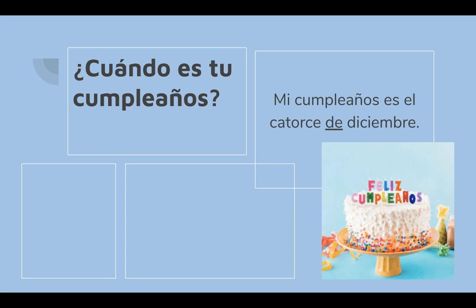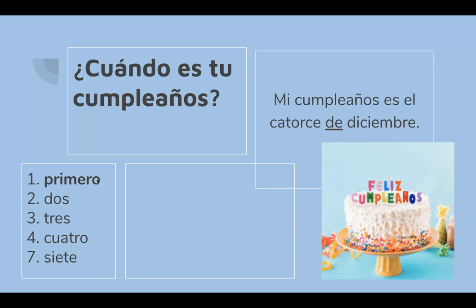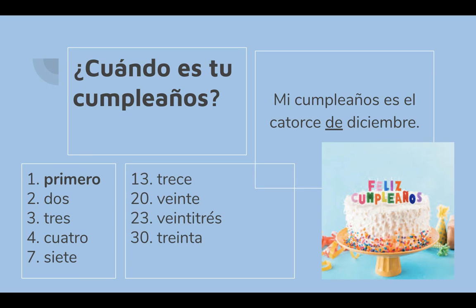To answer that, you're going to say mi cumpleaños es el, and then you're going to choose your number and your month and put the word de in between them. So if your birthday was December 14th, you would say, mi cumpleaños es el 14 de diciembre. Mi cumpleaños es el 6 de mayo. You use regular numbers unless you were born on the first of the month. If you are born on the first of the month, the premier of that month, you get to use a special word, primero. Repite, por favor. Primero. Mi cumpleaños es el 1 de abril. All the rest, you use the regular numbers.